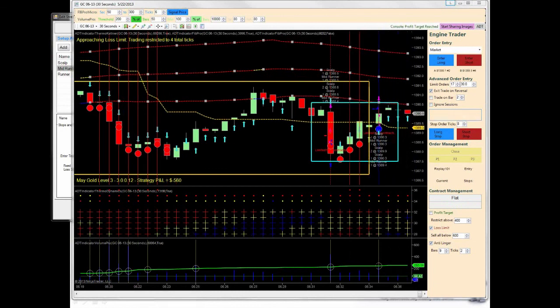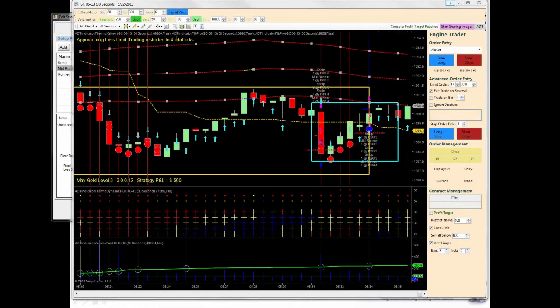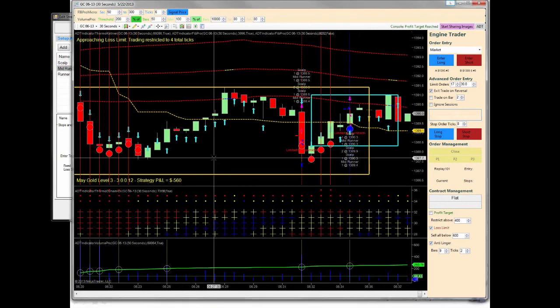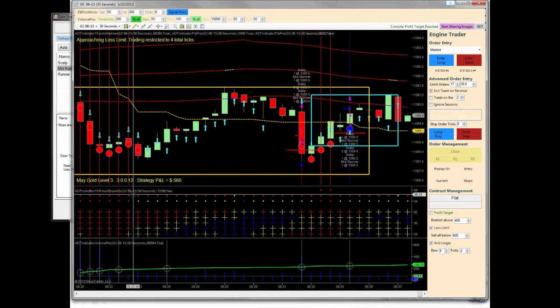See, there we are down to 4 total ticks. That means we won't enter any more trades in this session. Now, like everything, you can override that, but we won't worry about that for now.